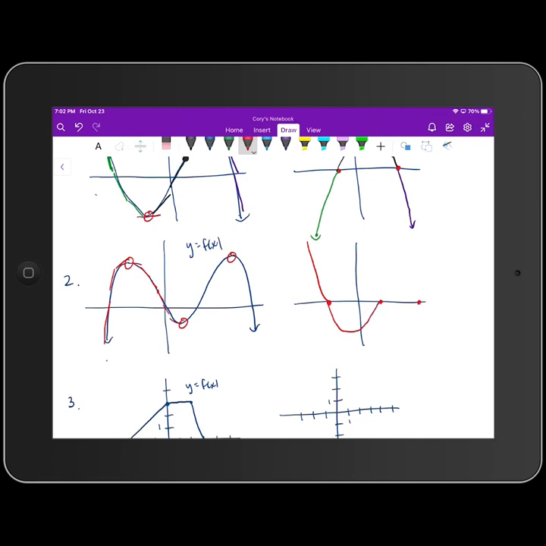In between the second and third horizontal tangents, the slopes start out pretty flat. They get steeper and steeper. They become more and more positive, and then they flatten out and get closer and closer to zero. So the graphs start out close to zero. They get more and more positive, and then the slopes start getting closer and closer to zero again.